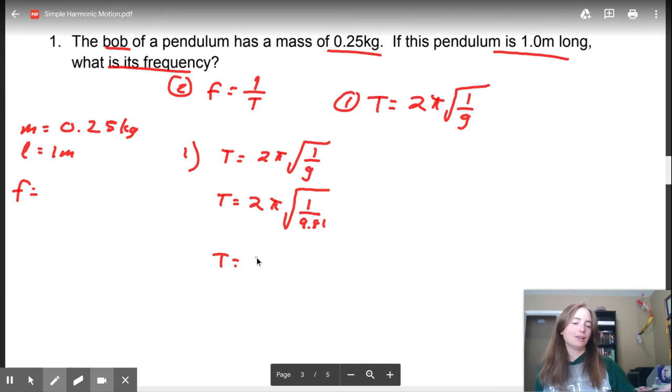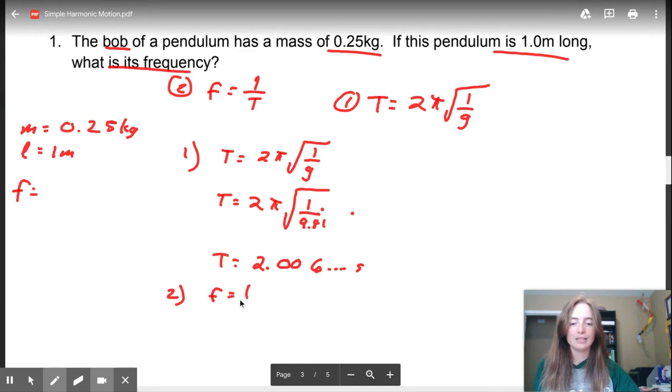All right, so calculator time. Ladies and gentlemen, when you're putting this into your calculator, follow this order. Please start with 1 over 9.81. Enter. Second, square root, second answer. Enter. Times 2 times second and then pi. If you put in 3.14 in your calculator, I will be upset and sad and cry inside. Okay? Once you put that into your calculator correctly, you're going to have 2.006... seconds. Well, we're looking for the frequency, so we go on to our second step.